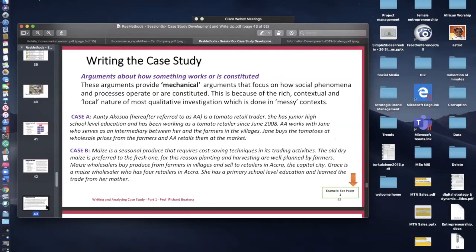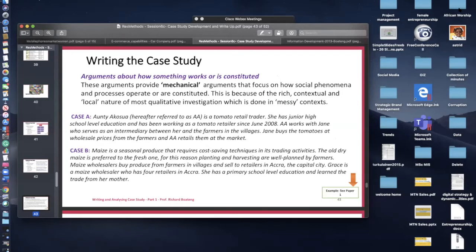The first one is that at the first point of your work, you need to be able to present arguments that focus on how the social phenomenon and the processes are constituted.